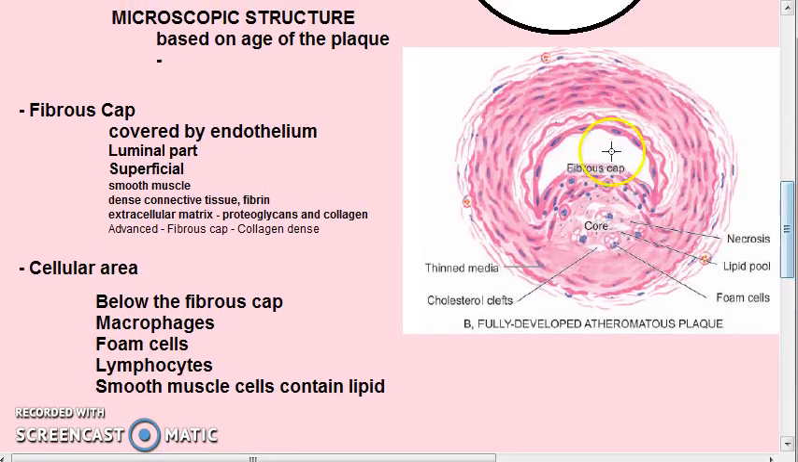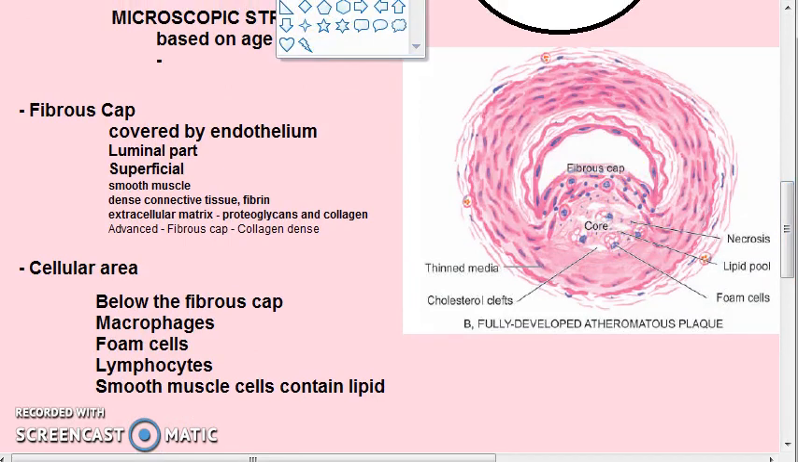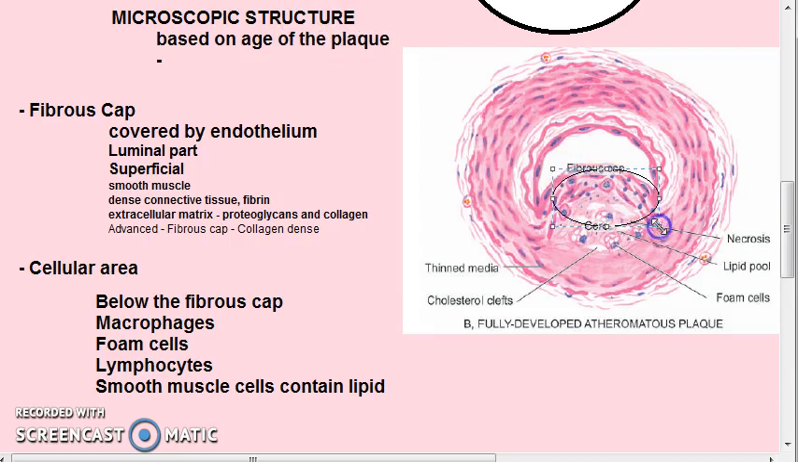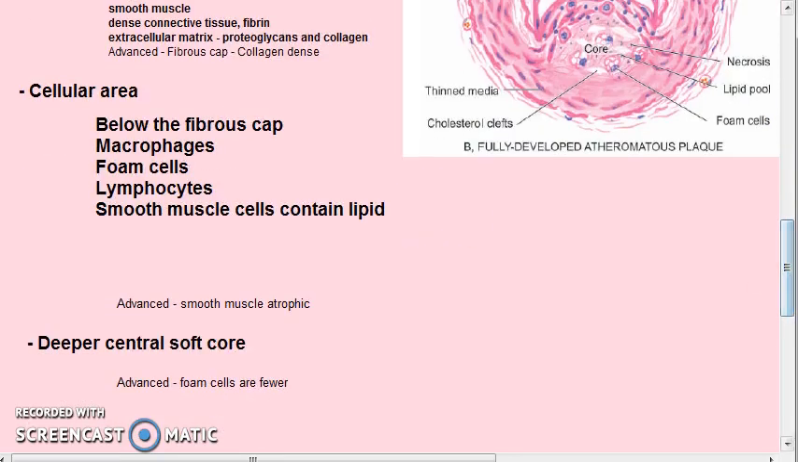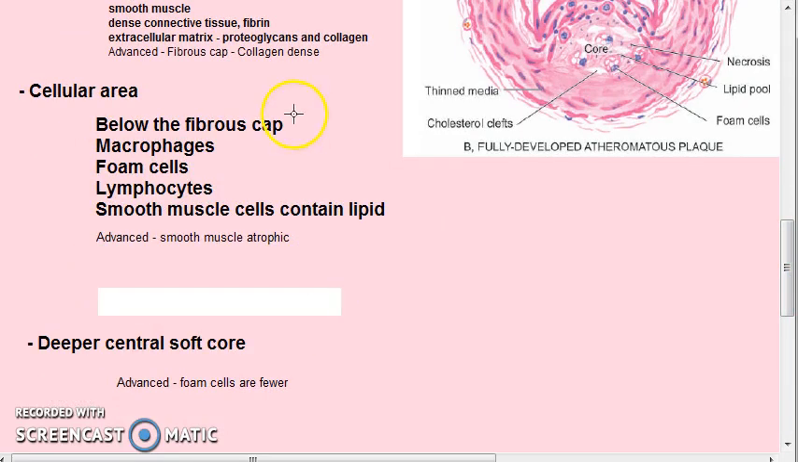Look at this diagram. Can you see the cellular area here below the fibrous cap? To be more precise, this cellular area has macrophages, foam cells, lymphocytes, and smooth muscle cells which contain lipid. In the advanced atheroma, the smooth muscles will become atrophic, that is, poorly nourished. Can we move on to the deeper central soft core?